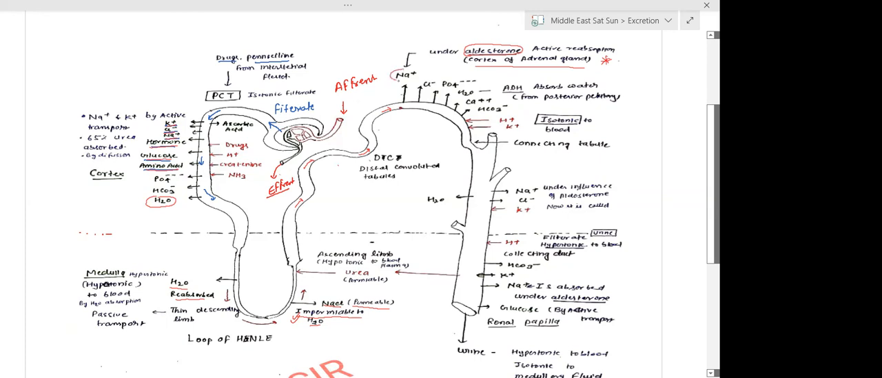So this is a very important question. Sodium is reabsorbed under the influence of a hormone called aldosterone, right? It is secreted from the adrenal gland.